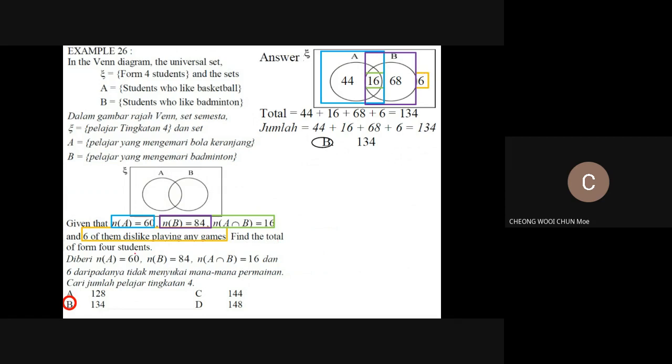So to find the total of the 4 students, add up everything. If you add up 60 and 84, you add the middle twice already. So you can only add 44, 16, 68, 6. You get 134. So answer 134.